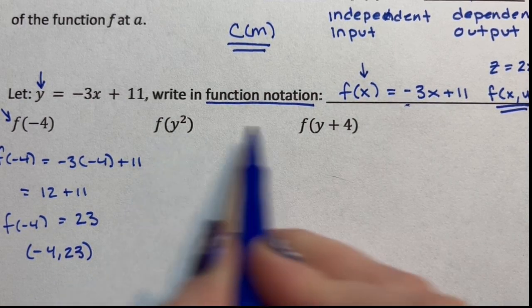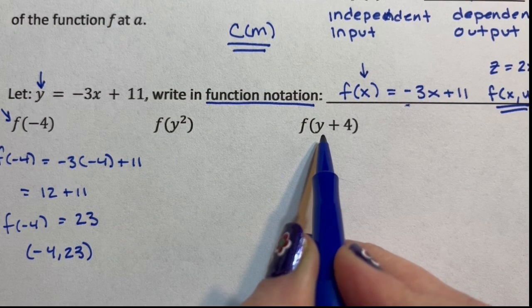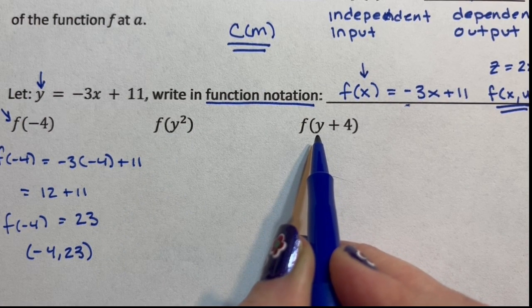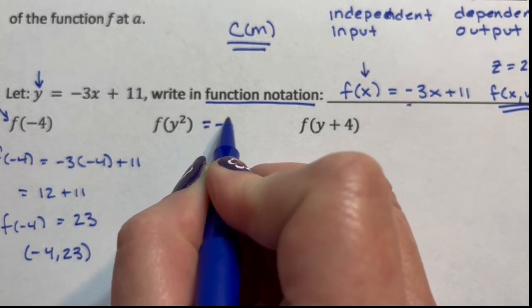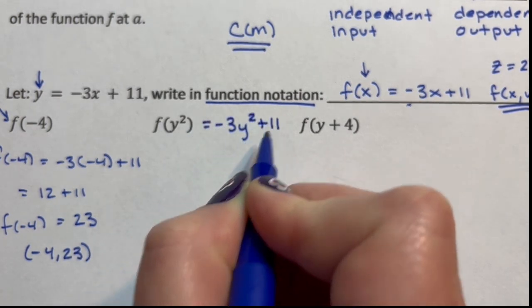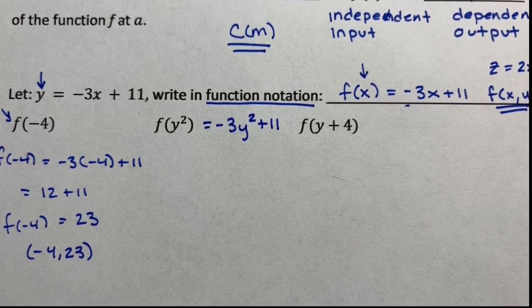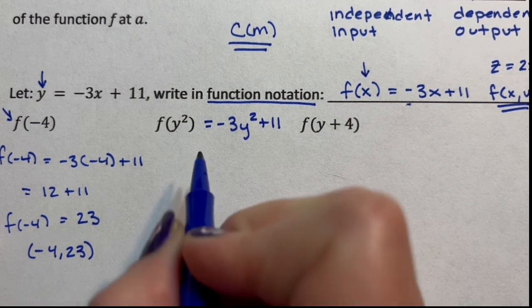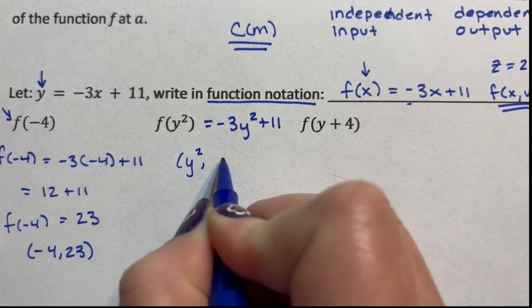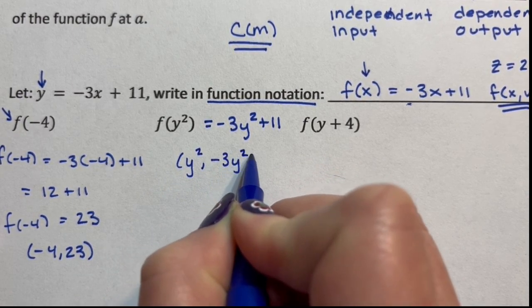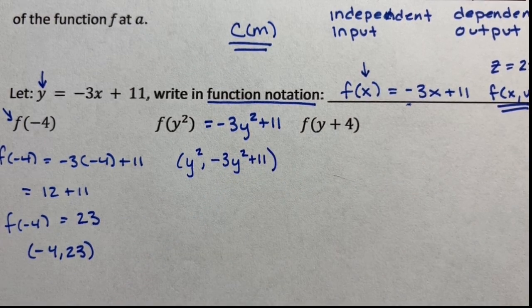Okay, for this next one, notice my next 2 examples have variables in the input spot. That's okay. This is just going to be -3y squared plus 11. I cannot do anything more with that. That -3y squared and that 11 are not like terms, so they cannot combine. I could still write it as an ordered pair. I could write this as the input of y squared and the output of negative 3y squared plus 11. That is all dependent on the direction given to you. So if they're not given to you to write it as an ordered pair, you don't need to write that.